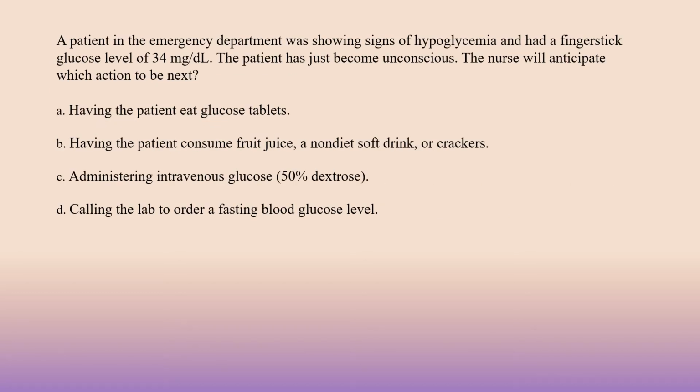A patient in the emergency department was showing signs of hypoglycemia and had a fingerstick glucose level of 34 milligrams per deciliter. The patient has just become unconscious. The nurse will anticipate which action to be next. A. Having the patient eat glucose tablets. B. Having the patient consume fruit juice, a non-diet soft drink, or crackers. C. Administering intravenous glucose, 50% dextrose. D. Calling the lab to order a fasting blood glucose level.